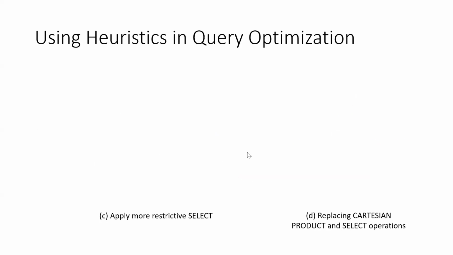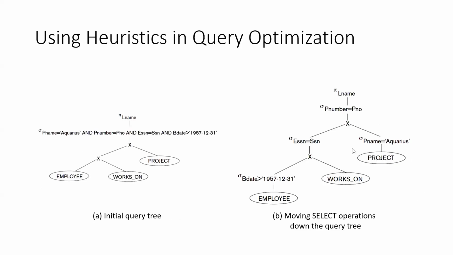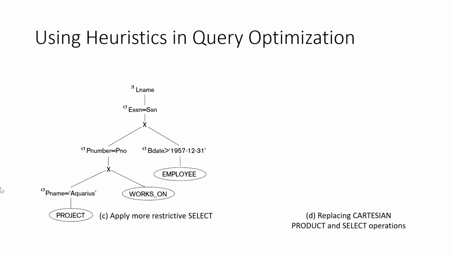Next, you can apply the more restrictive select. Before you come here, this is the smallest one we are going to have. So let's have this first. This is more restrictive because you have just one record here. Therefore, we will put this down in the tree. So instead of starting with the employee, this time we start with the project, we combine with works-on, and then you combine with the employee, so that you will have a minimum number of records to start with.